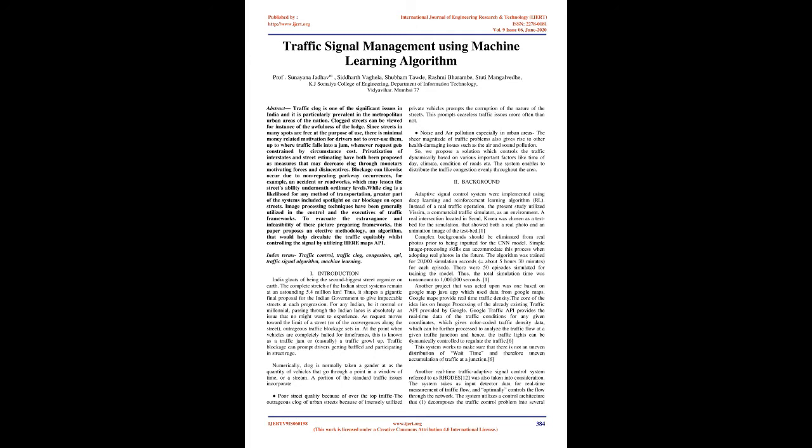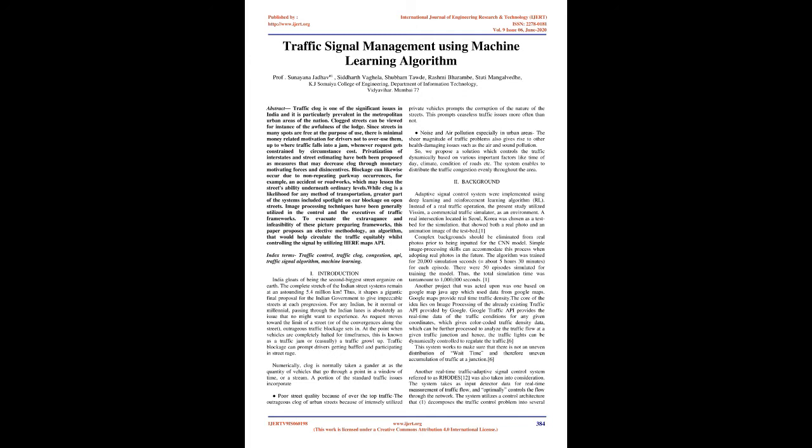Introduction. India boasts of being the second biggest road network on earth. The total length of the Indian road network stands at an astounding 5.4 million kilometers. Thus, it forms a huge task for the Indian government to provide impeccable roads at each step. For any Indian, be it a normal citizen or a millennial, passing through the Indian lanes is an issue that no one would want to experience. As demand approaches the capacity of a road, or of an intersection along the road, extreme traffic congestion sets in. When vehicles are completely halted for periods of time, this is known as a traffic jam or, casually, a traffic snarl-up.